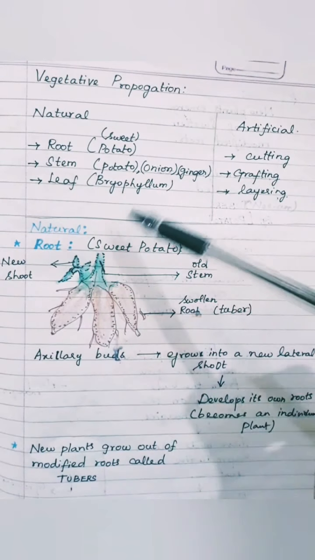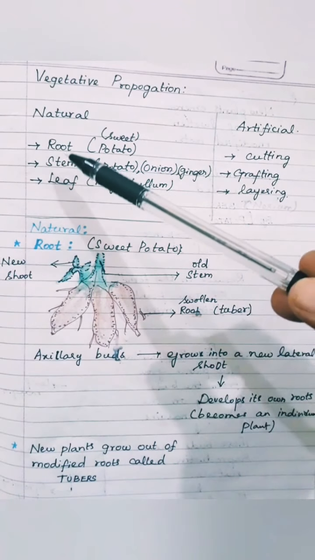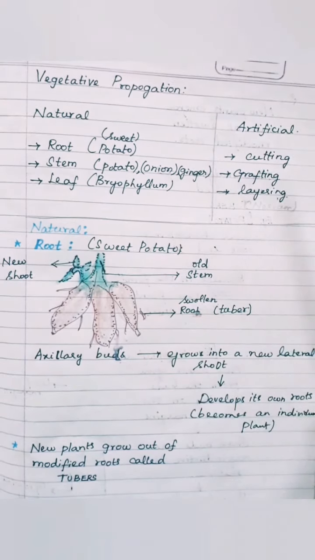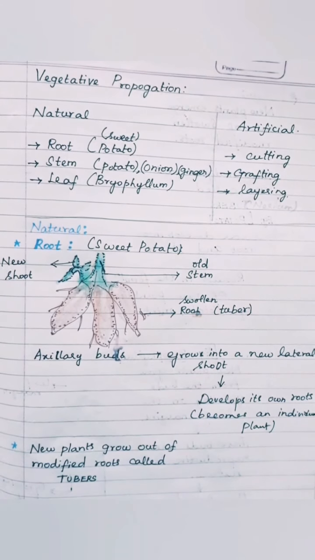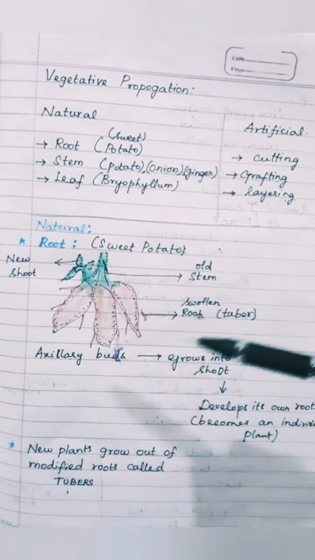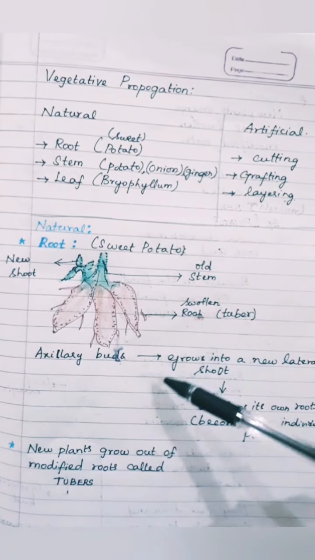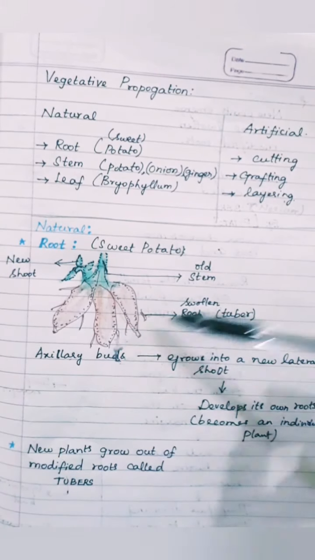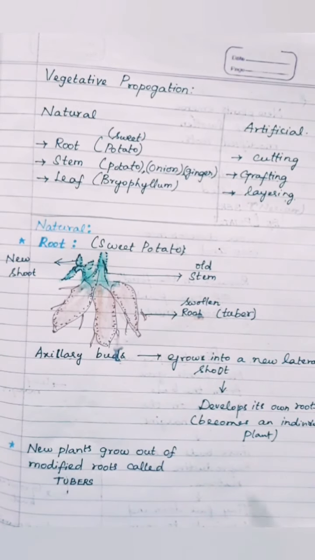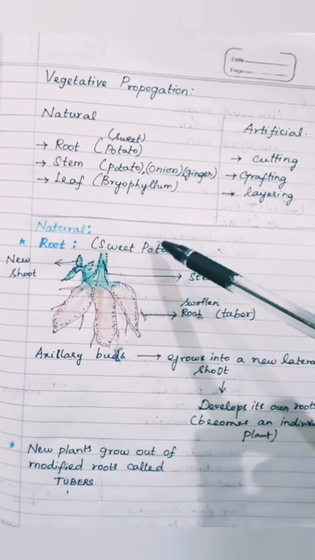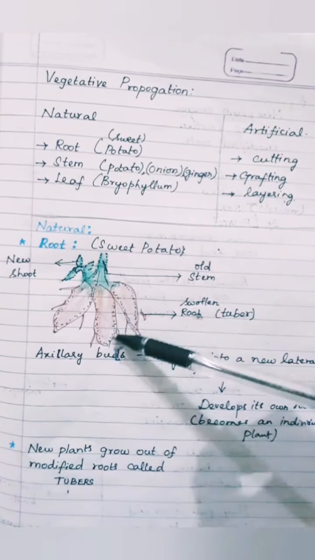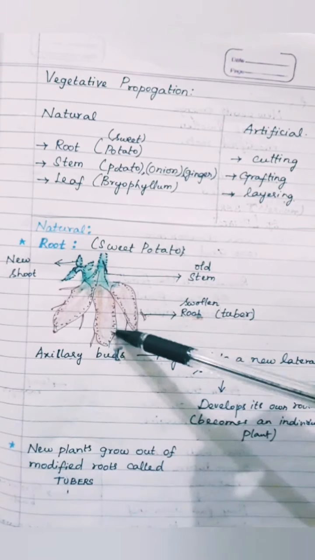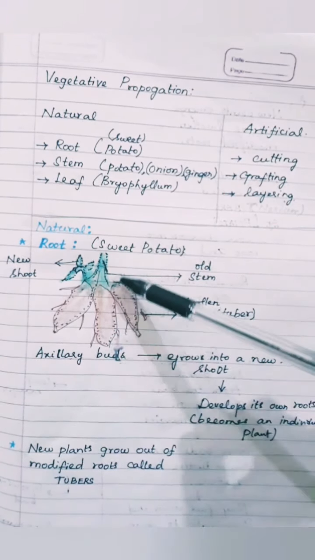Natural method of vegetative propagation occurs through root, stem and leaf. So for root, the example is sweet potato. The sweet potato has modified roots called tubers. So these tubers are the roots in sweet potato. How will the roots be in other plants? You could find taproot and primary, secondary, tertiary root. But in sweet potato, the tubers are the roots. They store nutrients and water for the growth of the plant.